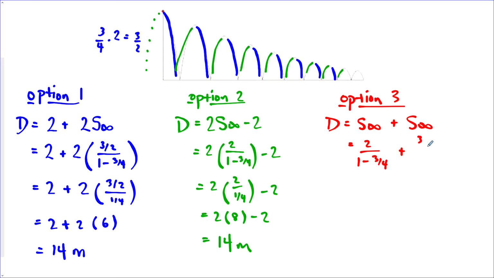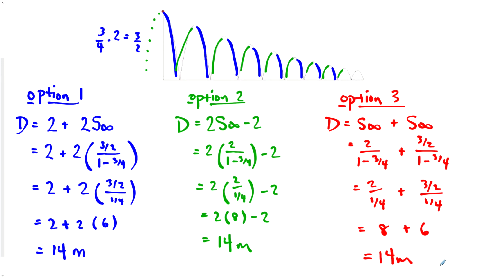And then we'll just add them up separately. So this one would be 2/4, and this one would be 3/2 over 1/4, and this will be 8, and this will be 6, and that still gives us the right answer.